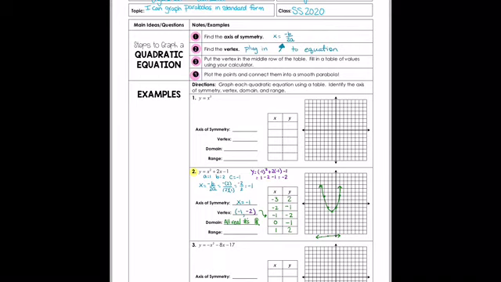Now, for the range, we do have a lowest y value. Our lowest y value is our minimum at -2, and then because those arrows go up, it goes forever. So that means that y has to be greater than or equal to -2.